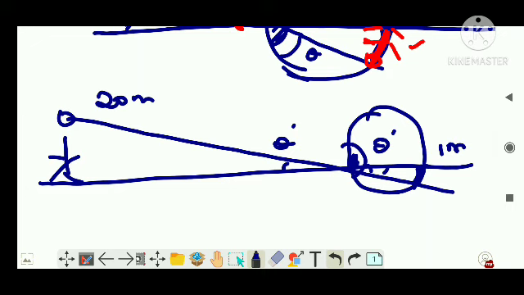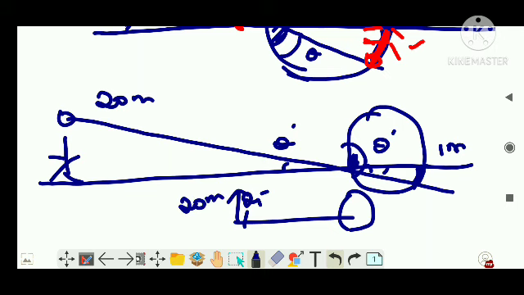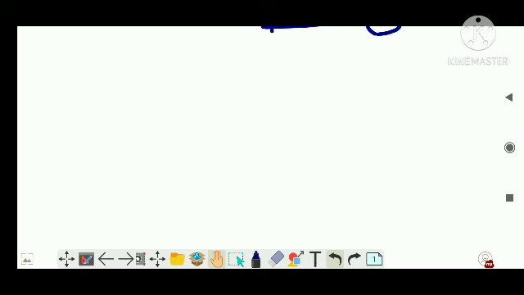That is when it is at the least distance of distinct vision. This is your eye and this is 25 centimeters. If the object is this size, the image formed will be close to the actual size, and even if it is not fully seen in the eye, it will be corrected in the brain. But at large distances, the object's image will be seen as small in your eye as well as in your brain. Clear? But the brain will analyze that the object is far away.